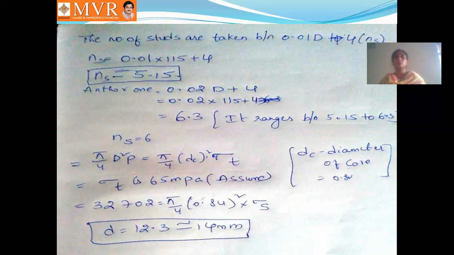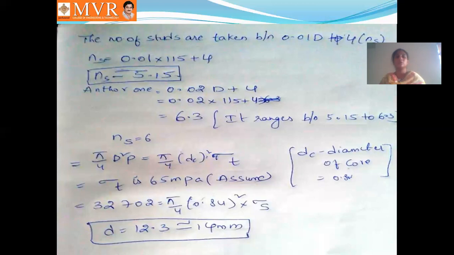What is the next step in the procedure? They are given in the data book only. Just write the formula and substitute those values only. It is very easy to solve the problems. This is the problem which we are discussing about the design of the cylinders.